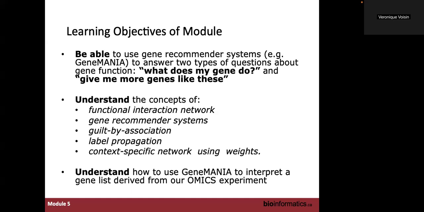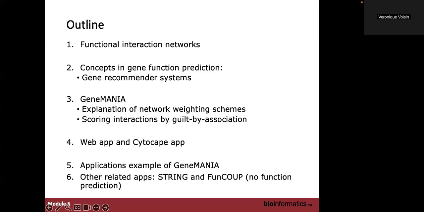So we will go over the concepts of gene function prediction, which are the functional interaction networks, gene recommender systems, guilt by association, label propagation, and context-specific networks using weights. And I hope that at the end of this lecture, you will be able to understand how to use GeneMania to interpret a gene list derived from your omics experiment.